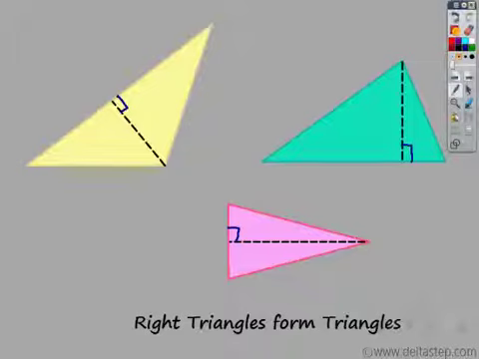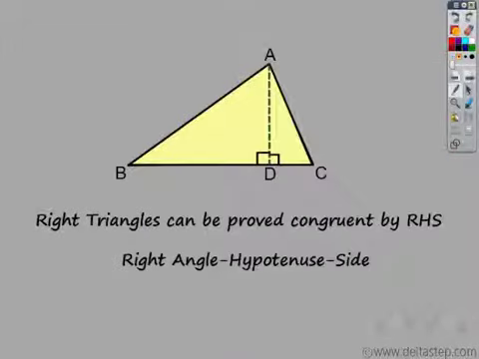Now, are these two right triangles congruent? Well, here it seems as if they are. Here also they look congruent. But here clearly they are not congruent. So a better question would be, when can I say that these two right triangles would be congruent? Let us see. We know that in right triangles, we can prove congruency by right angle hypotenuse side, that is RHS.